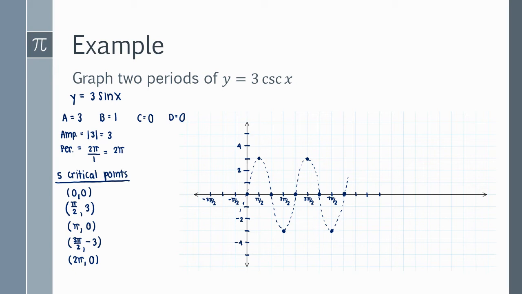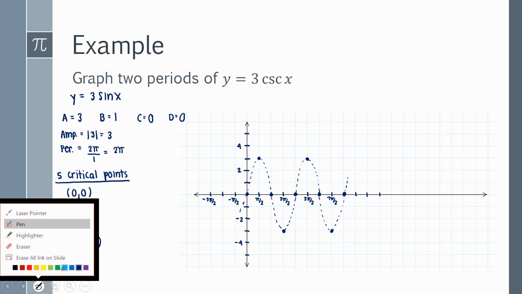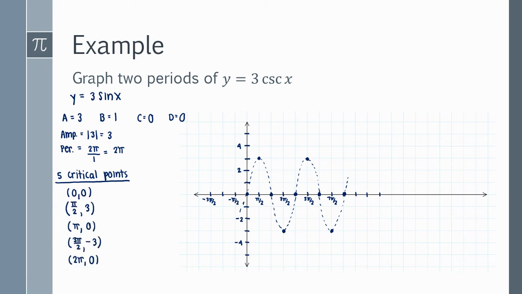So then now I want the cosecant. Here, I'm going to do it in a different color. If I see anywhere that my sine graph is at 0, so in the middle of the highest and the lowest point, that's where a vertical asymptote is. So at 0, which is my y-axis, I've got a vertical asymptote. At pi, I'm going to have a vertical asymptote. At 2 pi, I'm going to have a vertical asymptote.